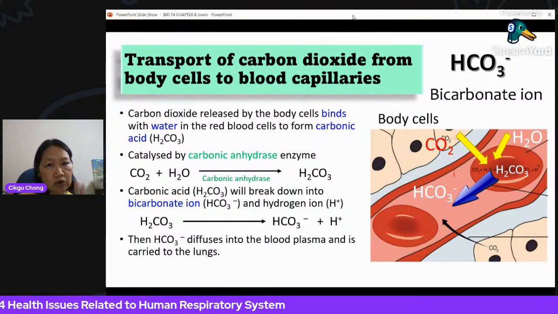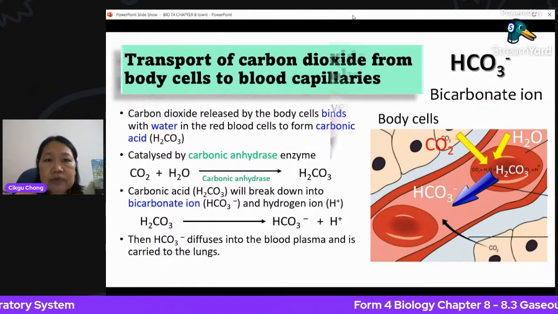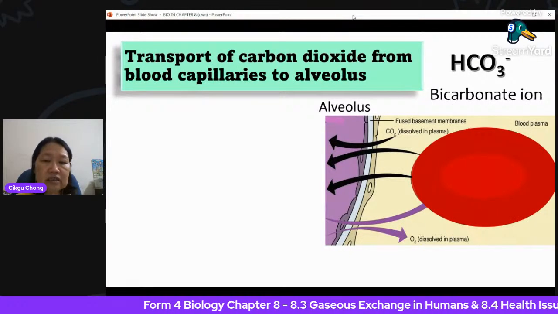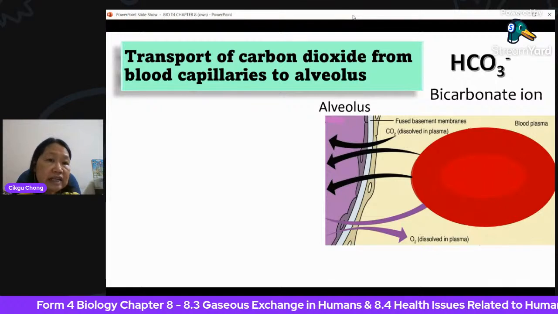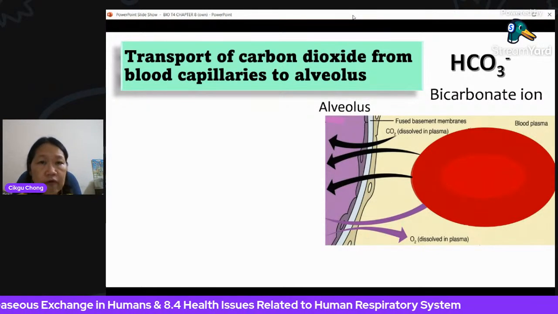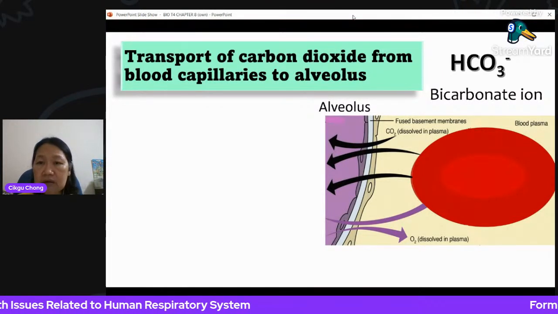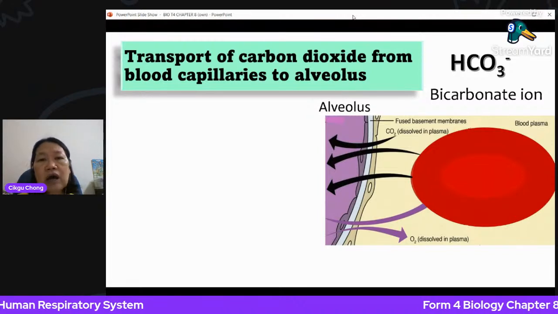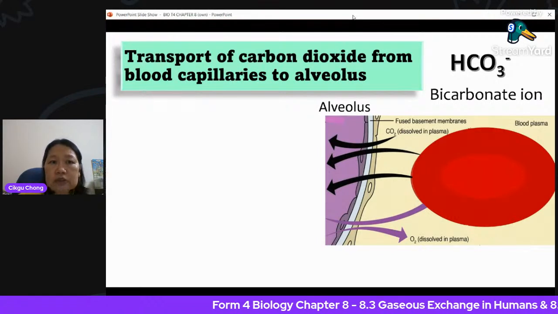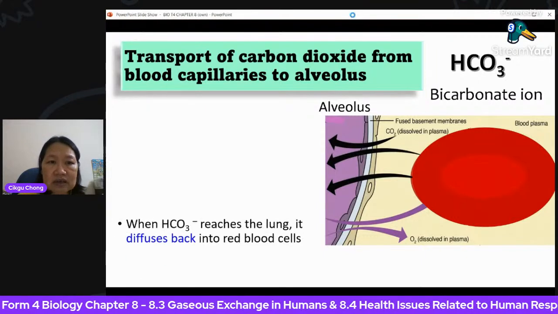So now we look at the story. What happens to your bicarbonate ion when it comes to the lung? This is the alveolus here. It's going to be released to the alveolus, but it's not released in bicarbonate form. It has to be converted back into carbon dioxide. So how do you convert your bicarbonate ion back into CO2? It's actually the reverse of what we saw just now. Let's see the first step.